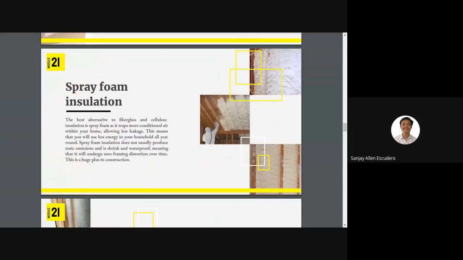So, spray foam insulation. Spray foam is the perfect alternative to fiberglass and cellulose insulation. It traps more conditioned air inside your home, creating less leakage. Spray foam insulation normally does not create harmful pollutants and is shrinkable and waterproof. This is a great plus for durability of the construction. Next slide, please.